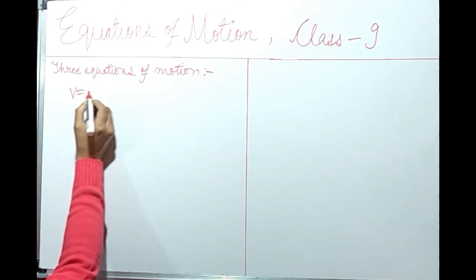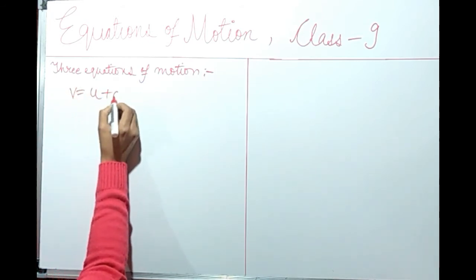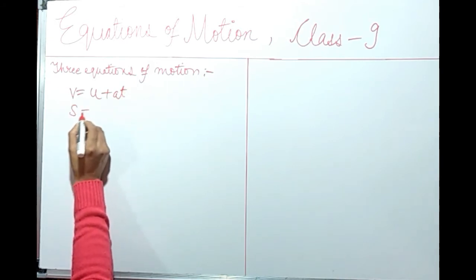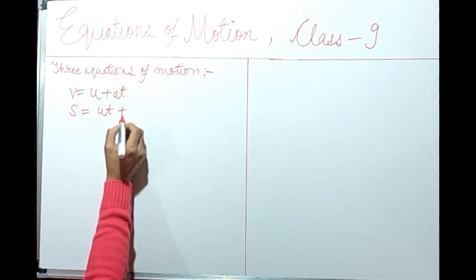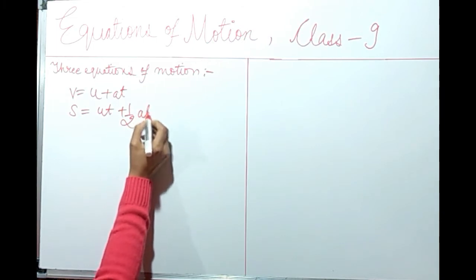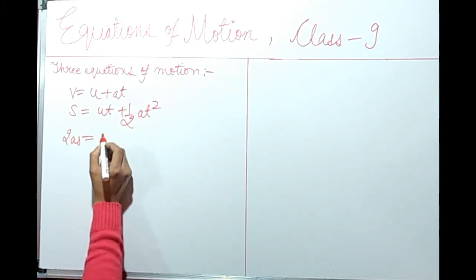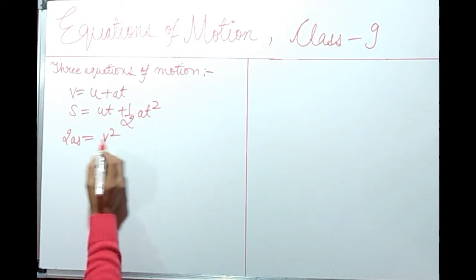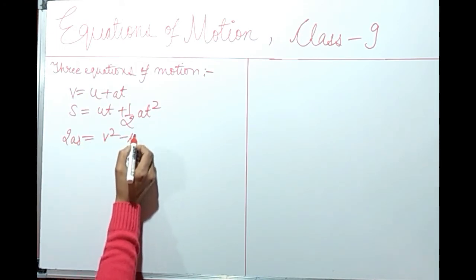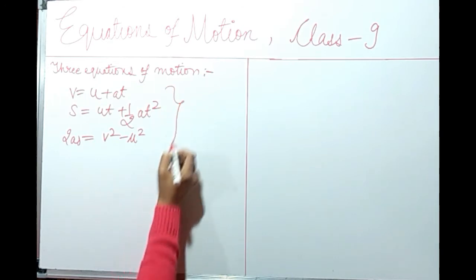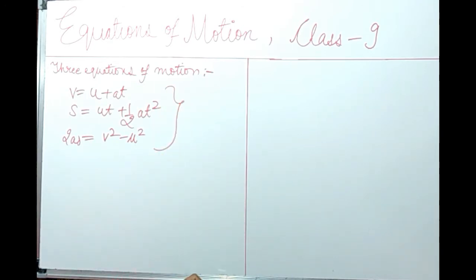First equation is v equal to u plus at. Second equation of motion is s equal to ut plus half at square. Third equation of motion is 2as equal to v square minus u square. We are going to derive these three equations of motion.